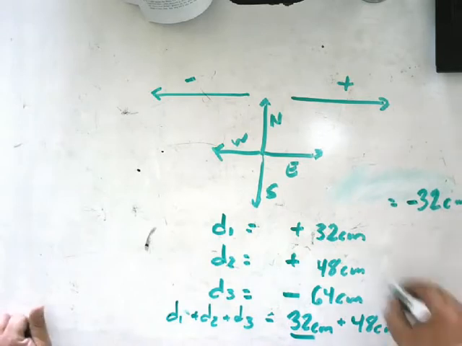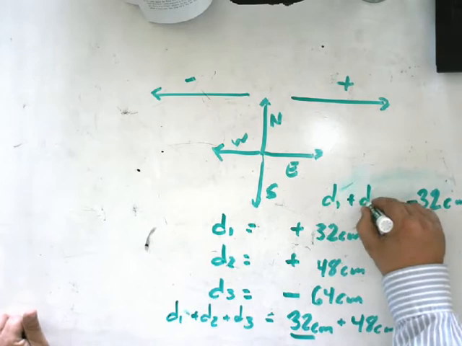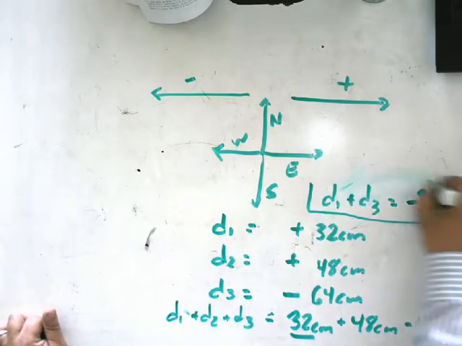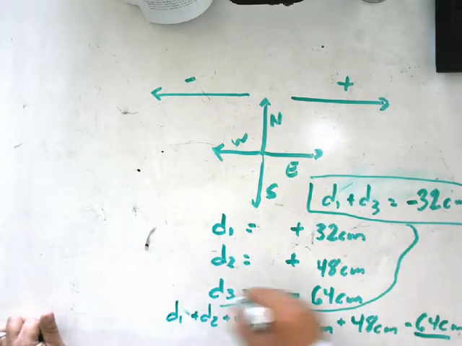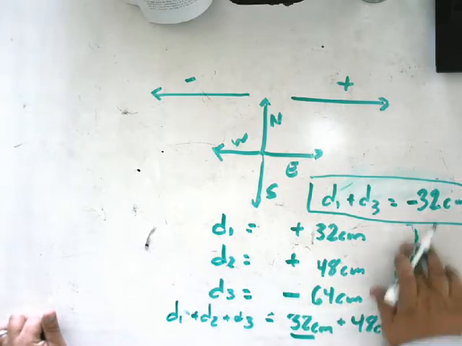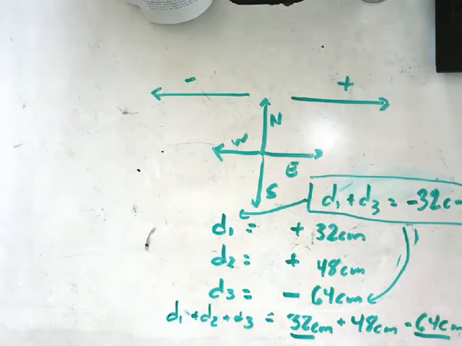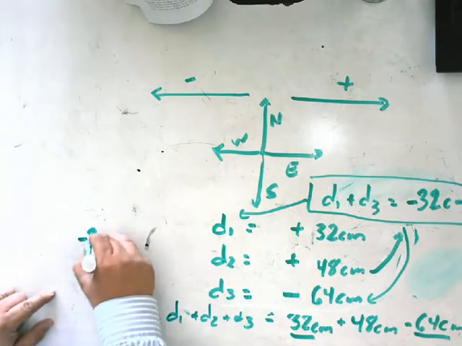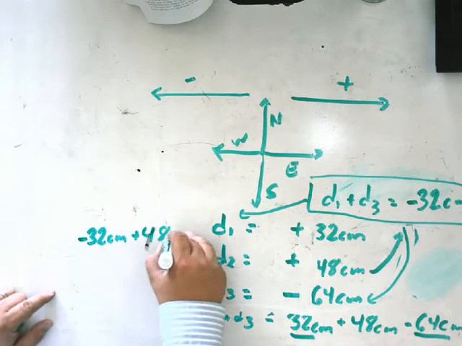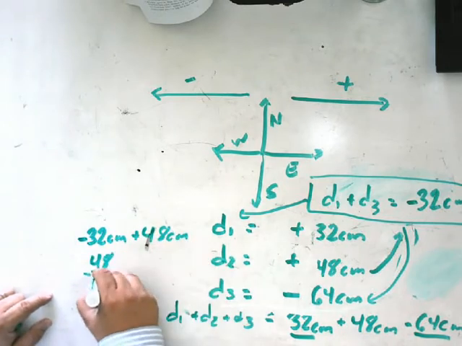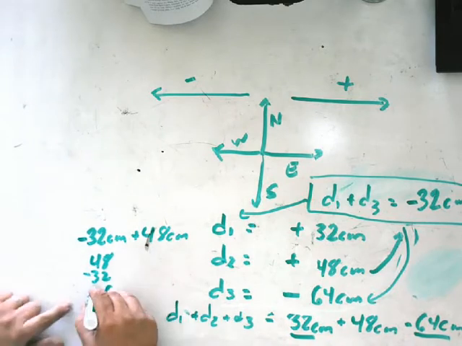So this right here is going to be this one plus this one. Then all I have to do is bring this one into the term. If I have negative 32 centimeters plus 48 centimeters, well, that's nothing more than 48 minus 32. I'm left with 16 centimeters. So the total displacement is going to be the 16 centimeters, but I'm not done yet.